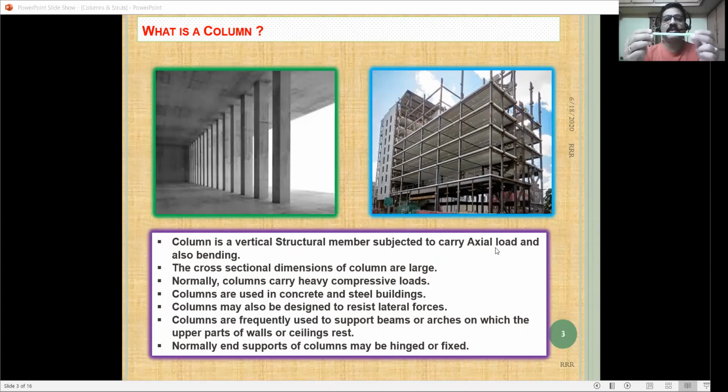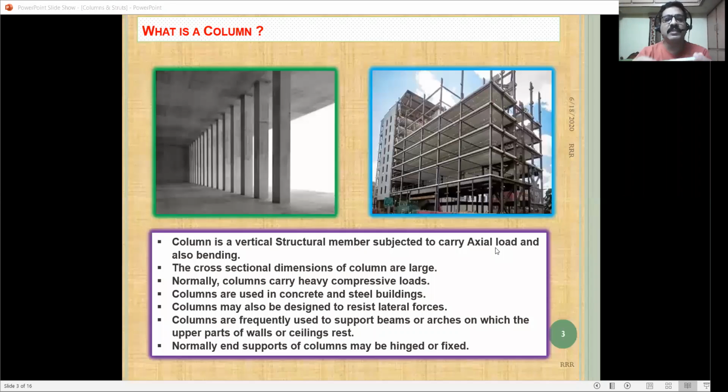What I am telling is, this is the beam, right? This is the structural member. So when we call it an axial force, the force is acting along the length of the member. That we call the axial force for a beam. Similarly, if it is a column, a vertical structural member, the force is acting along the length of the member. We call it the axial force.